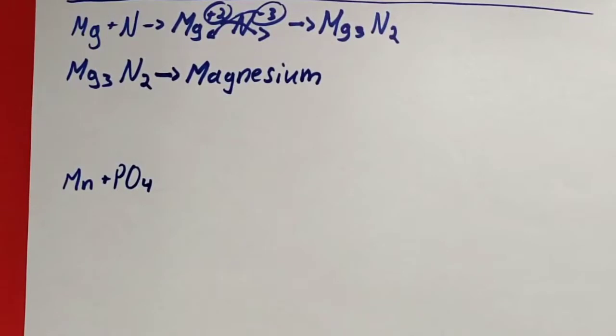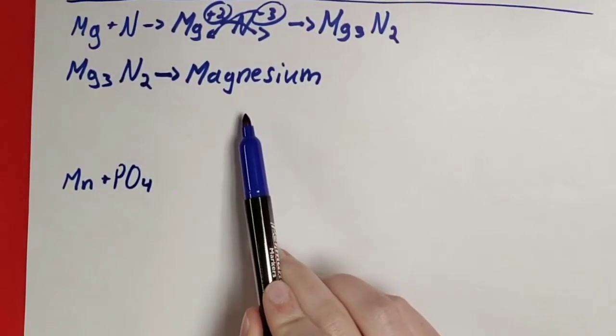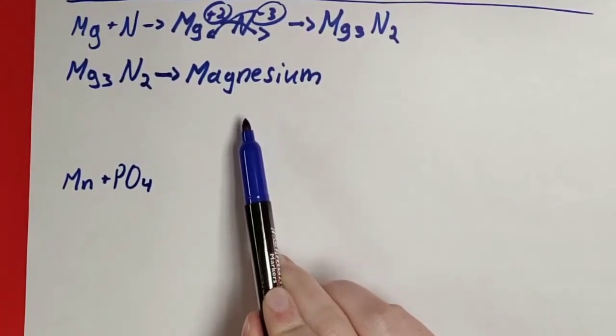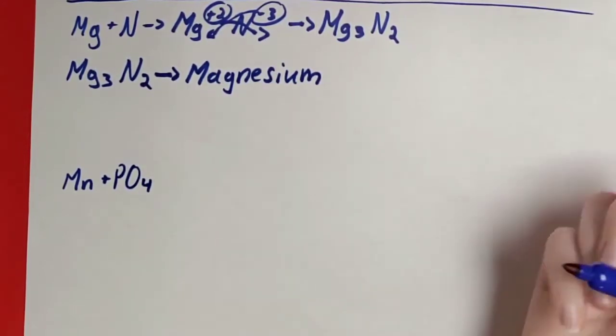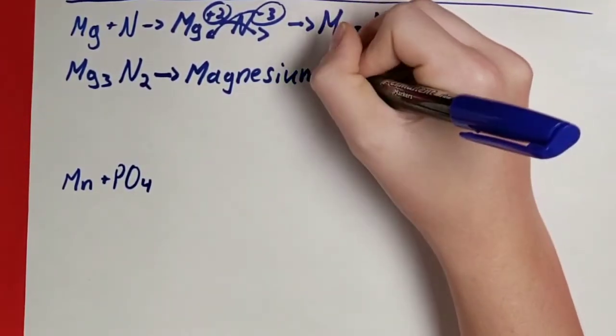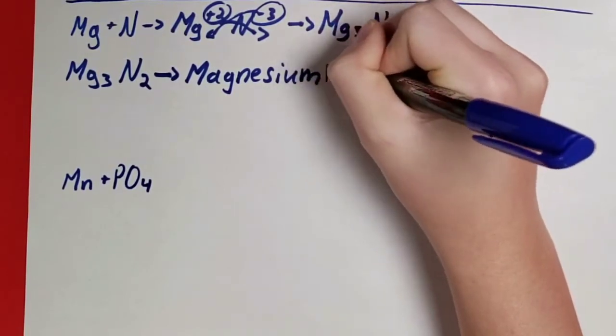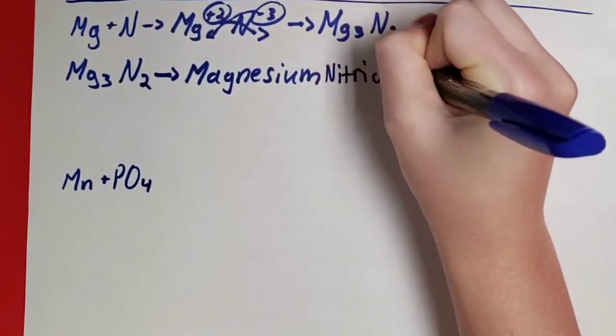Now that we have our formula, we can name our binary ionic compound. Because our metal, magnesium, only has one type of ion charge, we simply write magnesium with no Roman numeral prefix. After we write magnesium, we'll follow it with our nonmetal, nitrogen. This part is easy. Just change the ending to -ide and make it nitride. This gives us magnesium nitride.